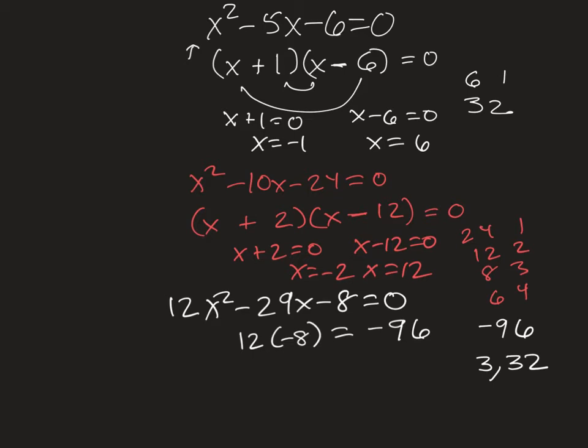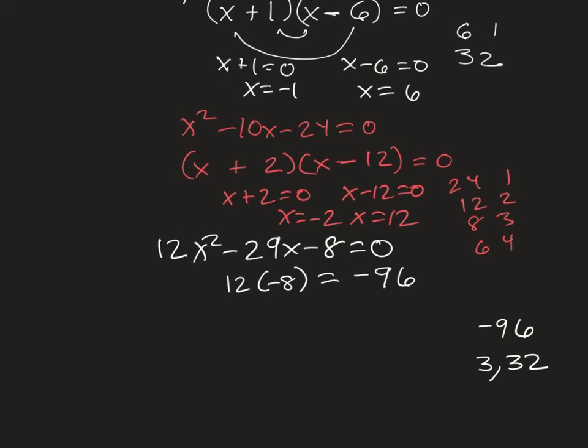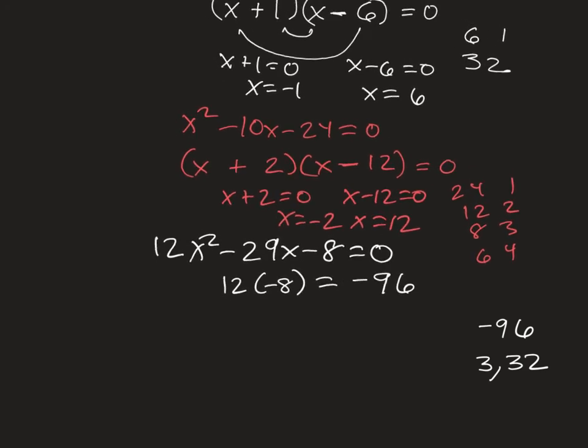I swear I didn't know that ahead of time. 3 and 32. Okay, so if I did negative 32 plus 3, that would get me negative 29. Usually you don't luck out so quickly. Usually you have to try a few until you get there. Okay, so let's use what we just found.